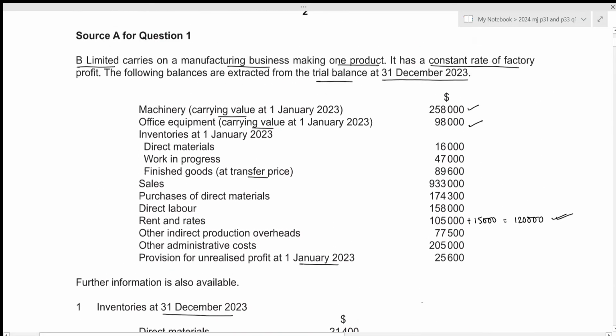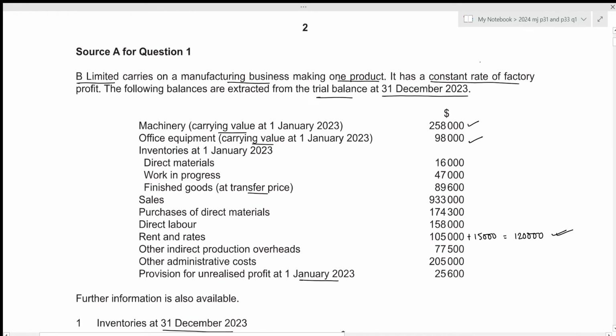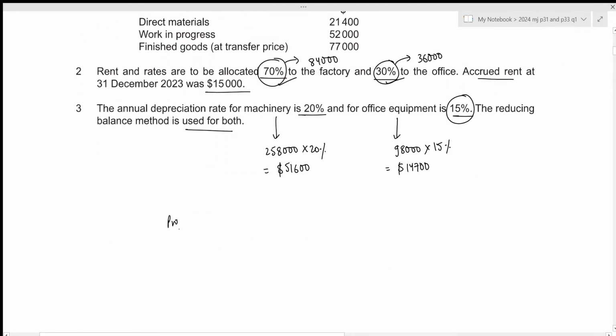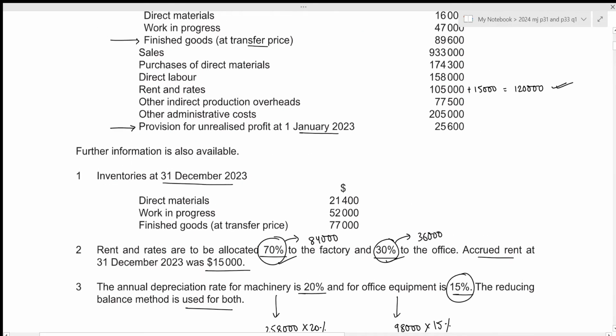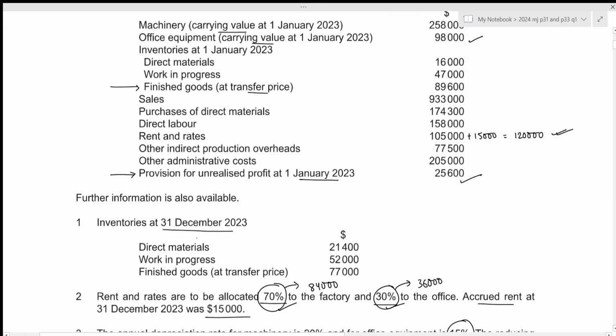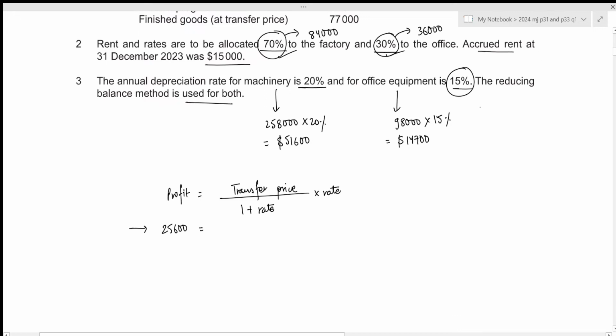And we have not been given the rate of factory profit, but we do know that there is a constant rate of factory profit, and we have the opening finished goods at transfer price as well as the opening provision for unrealized profit. So we can easily calculate the rate from these two values. Okay, let's create an equation. We know that profit is just going to be transfer price divided by 1 plus rate times rate, and in this case we will be solving for rate. So the profit is just going to be our provision for unrealized profit of 25,600. The transfer price is the transfer price of the finished goods at the opening date, 89,600.